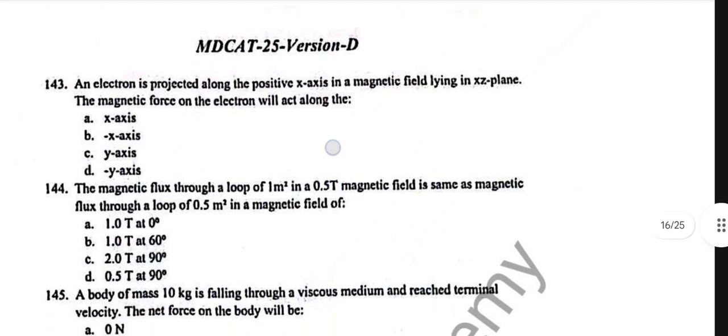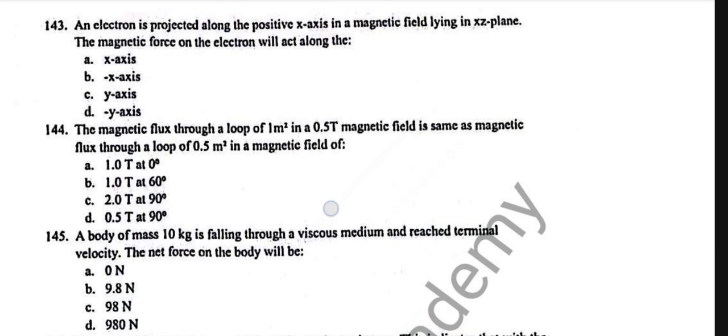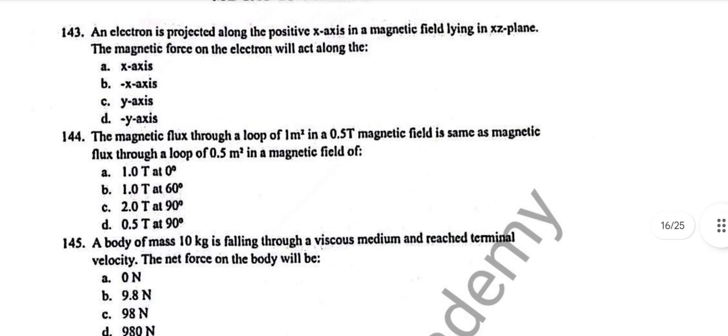Question number 144. The magnetic flux through a loop of 1 m square in a 0.5 T magnetic field is the same as the magnetic flux through a loop of 0.5 meter square in a magnetic field of, and the correct option is C. Magnetic flux: both situations produce flux 0.5 Wb.